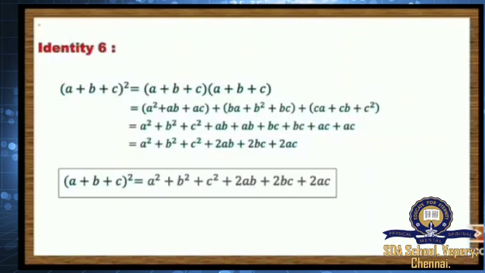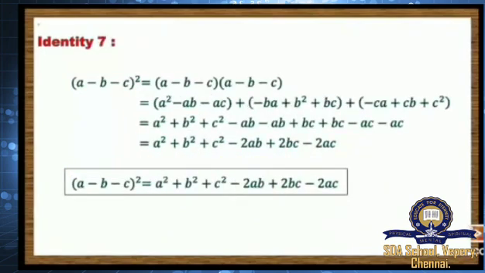So if you club all the like terms together, you will get a square plus b square plus c square plus 2ab plus 2bc plus 2ac. So the expansion for (a + b + c) the whole square equals a square plus b square plus c square plus 2ab plus 2bc plus 2ac.